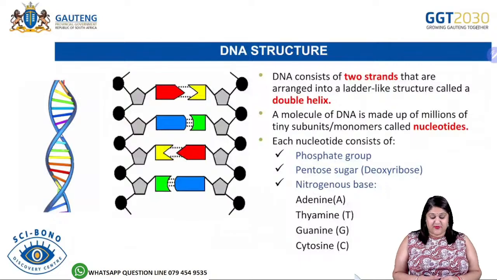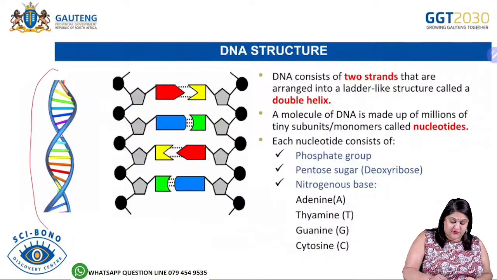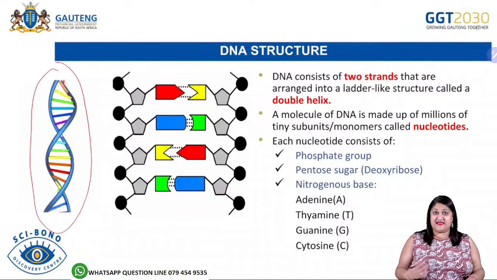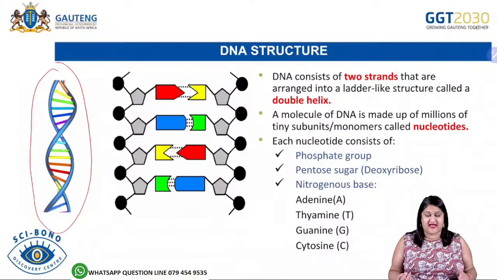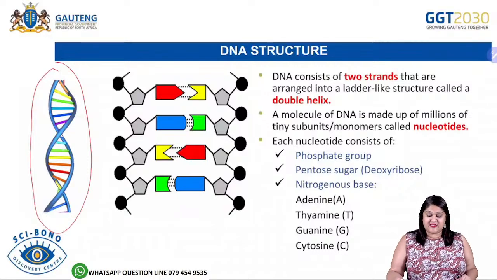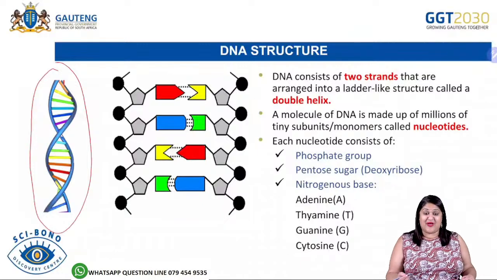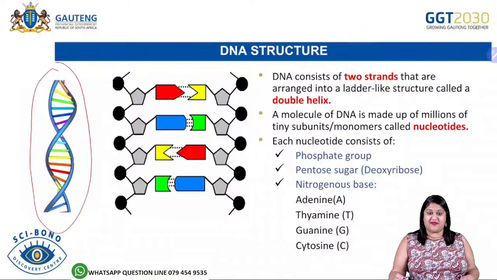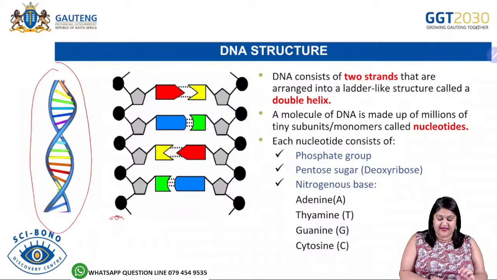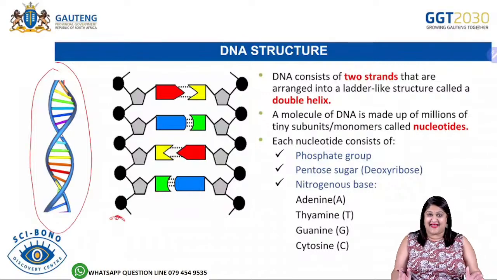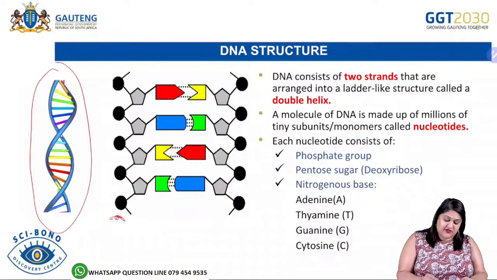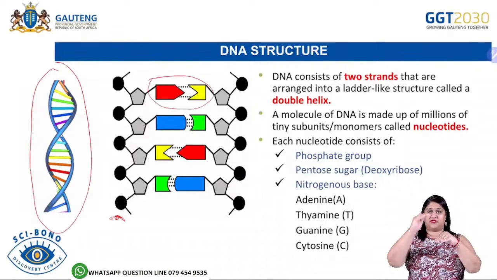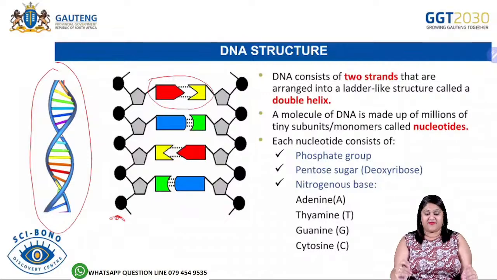So in this one, we can see over here, this is the double helix that I'm talking about. Can you see that? So yes, it is two-stranded. There are two strands, but the shape is a double helix. The DNA consists of two strands that are arranged into a ladder-like structure called a double helix. So you can see in this diagram that this is a ladder. These structures over here are the rungs of the ladder, where you would step your feet to climb the ladder.